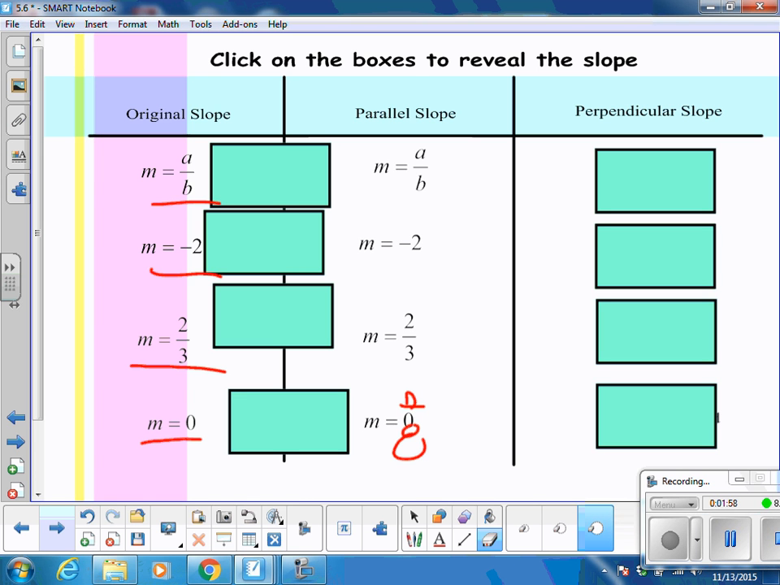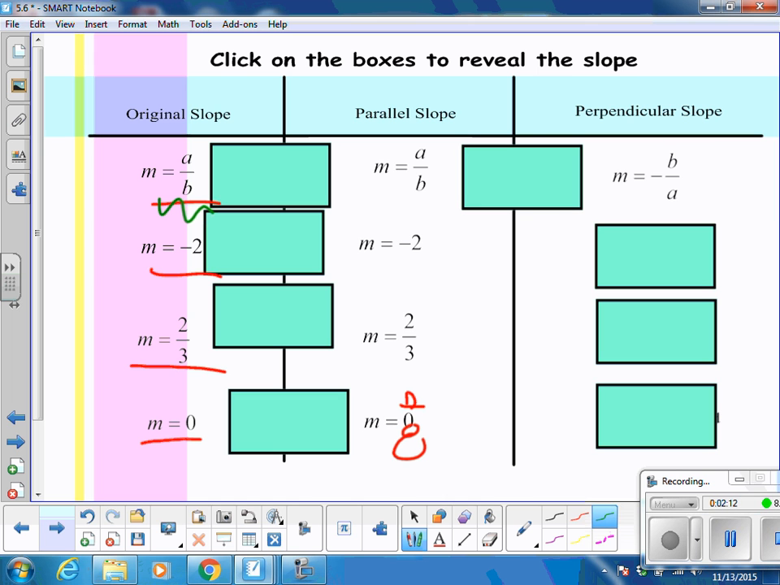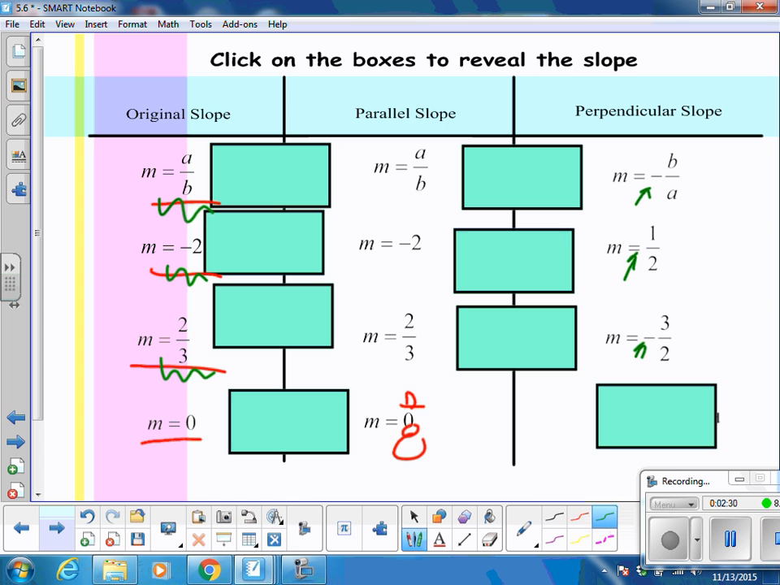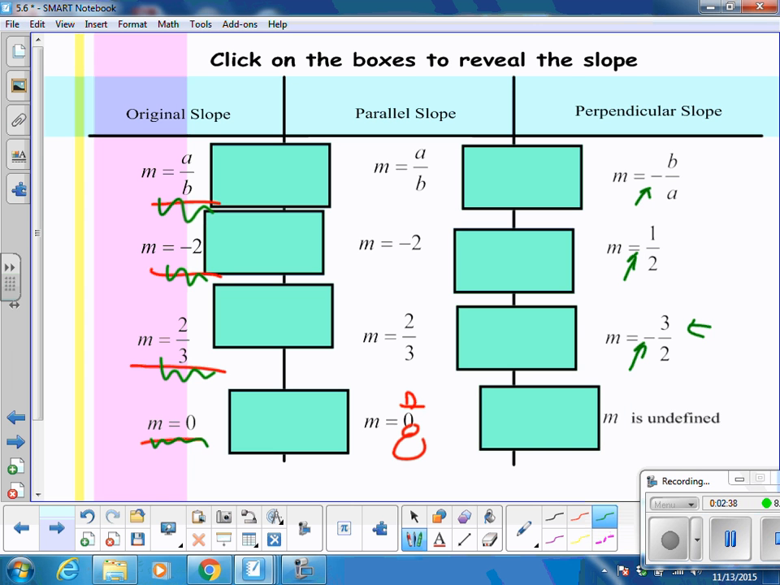Let's keep going. So the perpendicular slope, remember two things need to happen. It needs to be the reciprocal and the opposite sign. So I'm looking back at my original here. If my original slope is a over b, I want the reciprocal, so b over a, and then I want it to be the opposite, which will be the negative version of it. My perpendicular slope for -2 is going to be 1 over 2, the positive version of that one. If my original slope is positive 2/3, my perpendicular slope will be the negative version of it and the reciprocal, which is -3 over 2. Now the 0 is always funky, because if my slope is 0, the perpendicular version of that will actually be undefined.